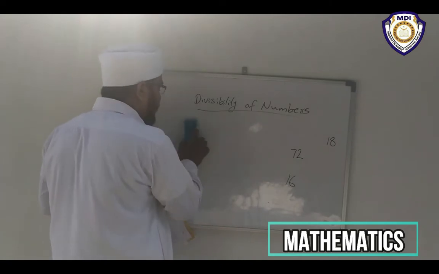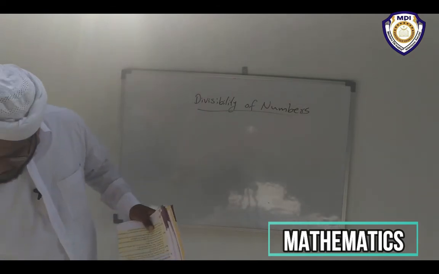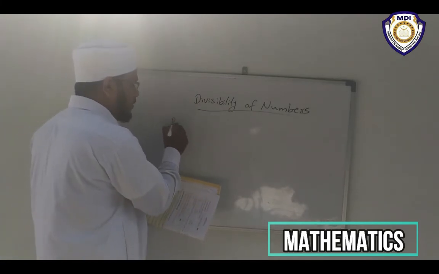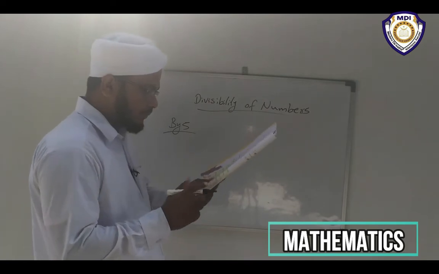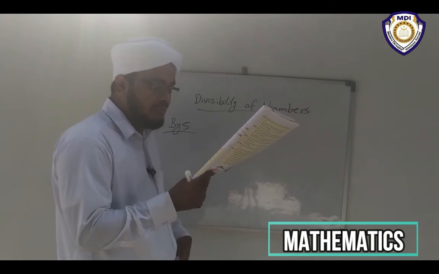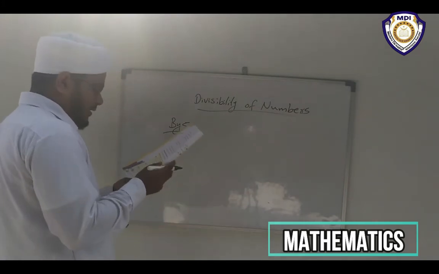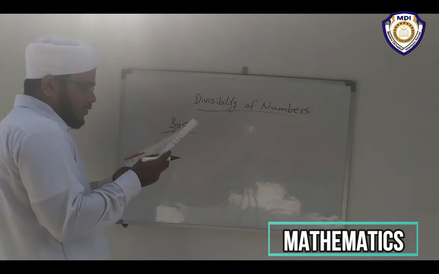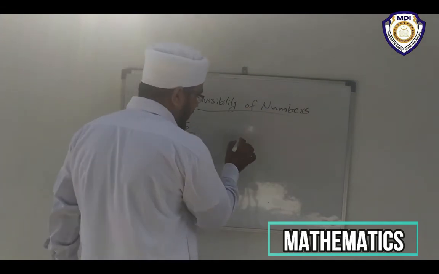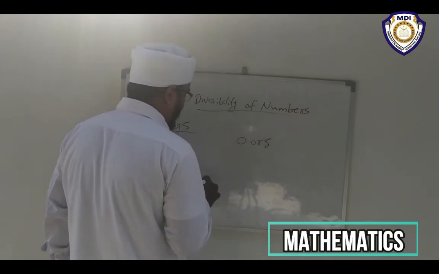Please listen carefully, write it down in your notebook, read it 3 more times, and if you have any doubt, ask. Next one, divisibility by 5. When the ones place of the given number has either 0 or 5, it is divisible by 5. What is the condition? At the place of ones, the given number has either 0 or 5.